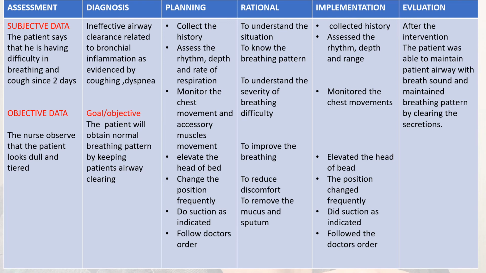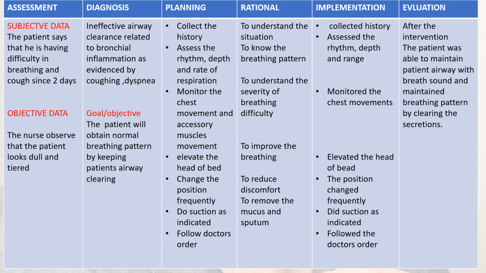Collect the history. For what? To understand the situation. Assess the rhythm, rate, depth of the respiration, to understand the breathing pattern. Okay. And then elevate the head of the bed. For what? To improve the breathing. Then change the position to reduce the discomfort. Okay. So that you have to write in the rationale column. So what you are planning, what is the need of that plan, that you have to write in the rationale.